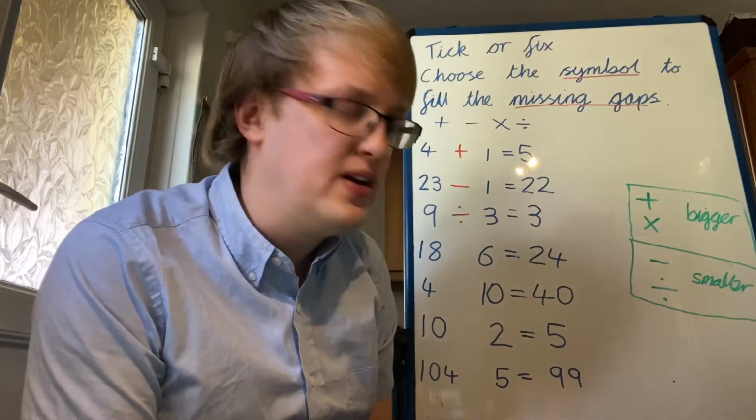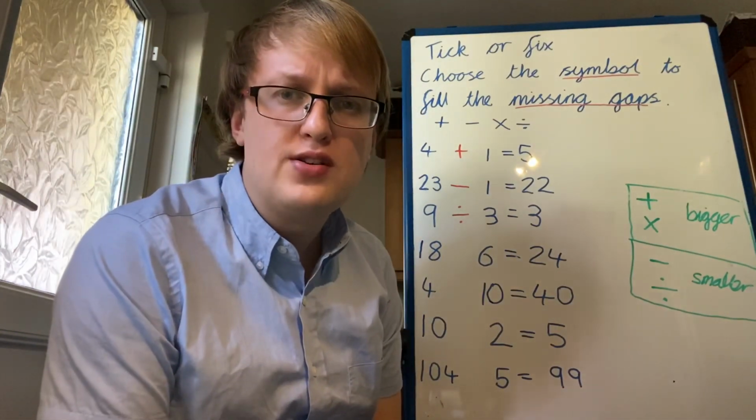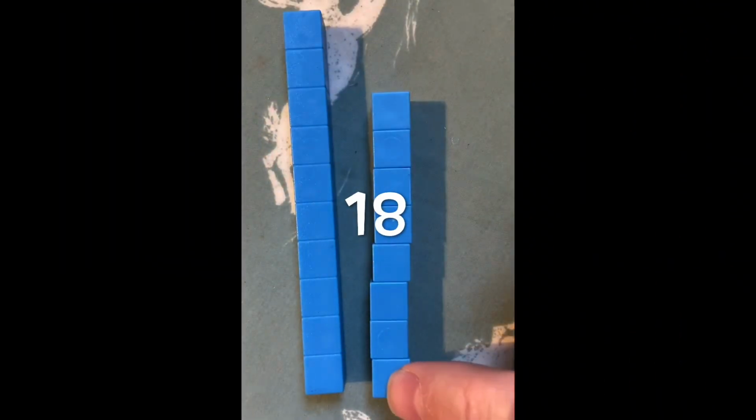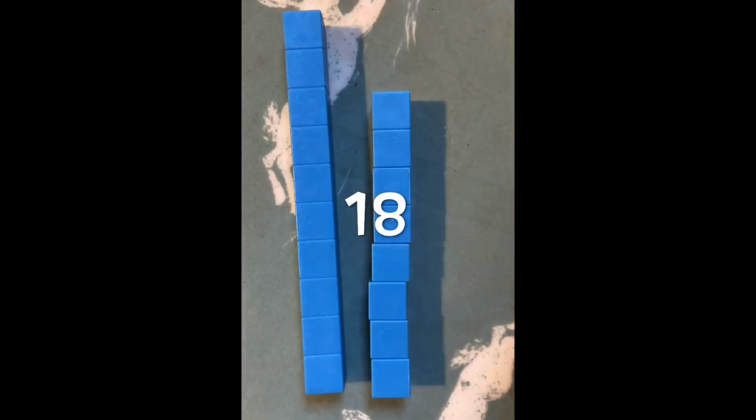Let's just try multiply anyway. Well, if I have 18, I'll show you this on the base 10. I have my 18 here, 1 ten, 1, 2, 3, 4, 5, 6, 7, 8 ones. If I did 18 times 6, imagine this, seeing this 6 times. That would be a big number, that would be a lot of cubes. That would be over 100. We know that to get 24, we need to add 6, don't we? Let's see what that looks like.